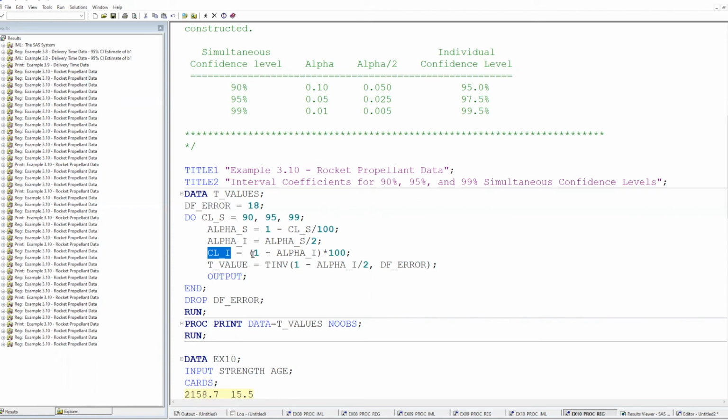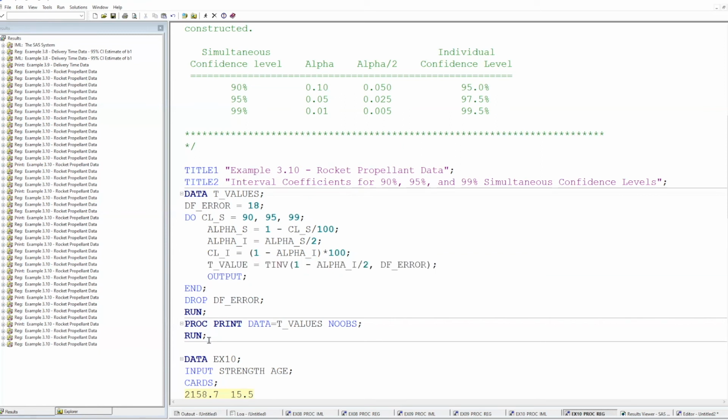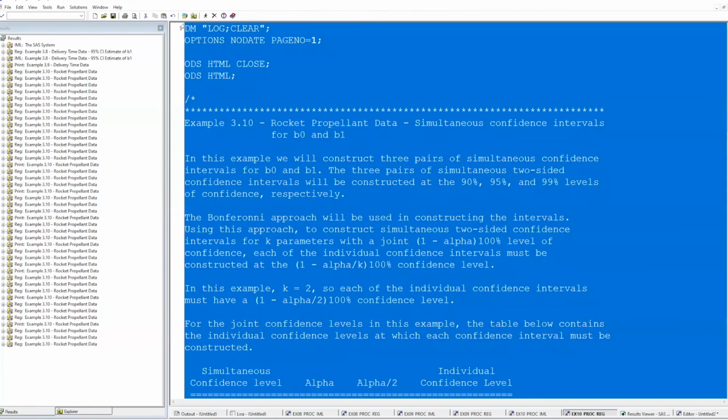And then once I have the individual alpha level, I'm going to supply that to the T inverse function. I need the t value corresponding to the upper tail, and so I subtract alpha_I over 2 from 1. And then as the second argument, I supply the degrees of freedom. And so I calculate the t value, the interval coefficient. And then we'll print those values out. So let me go ahead and run all of this.